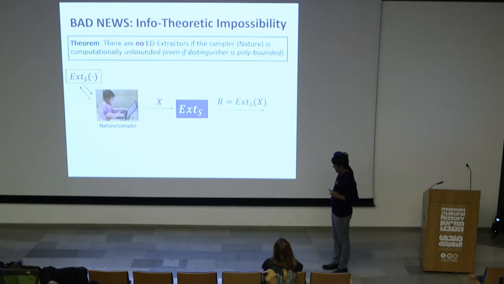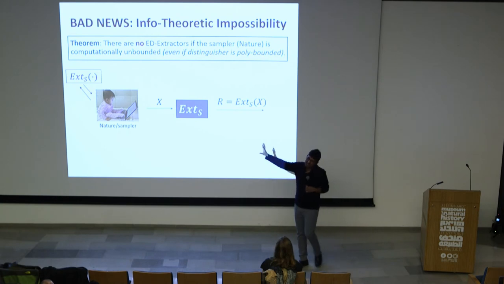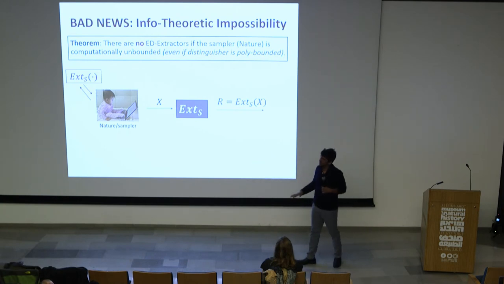Good. So the theorem is that if the sampler is computationally unbounded, you cannot possibly achieve this notion. Even if the source has entropy n minus 1 bits, even if the extractor is only asked to output 1 bit, even if the distinguisher is polynomial time, all sorts of nice things happen. If the sampler is computationally unbounded, you're screwed.